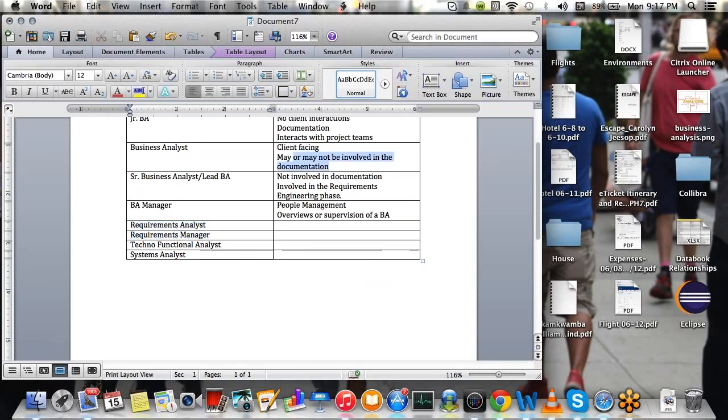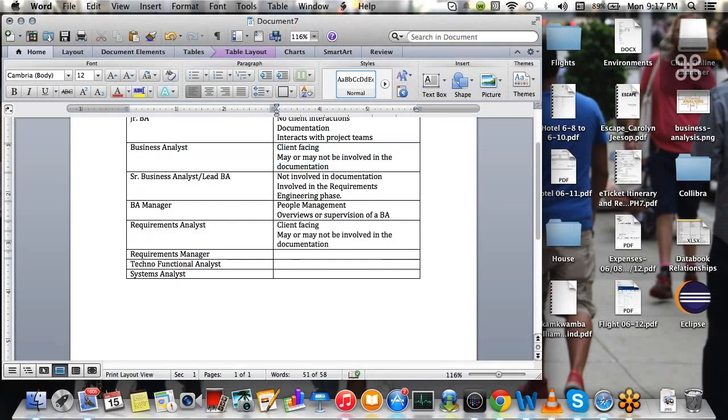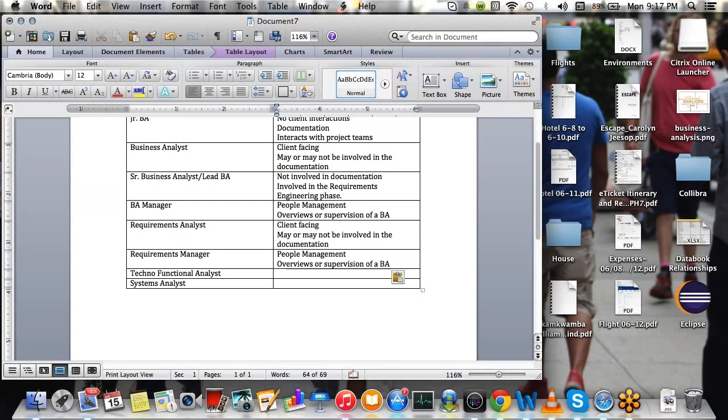All right, so we have this requirements analyst. He's similar to your BA. So you're going to see a role either as a BA or as an RA or as a requirements analyst. And then you have someone like a requirements manager, someone like your BA manager. And then this is something which you guys need to definitely look into, these two designations. These are not complete BAs, but these days people are expecting you to be a techno-functional analyst.